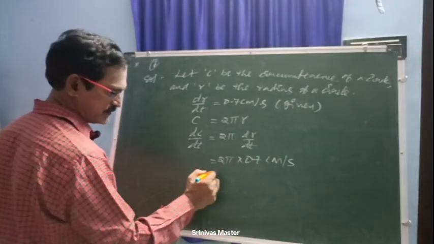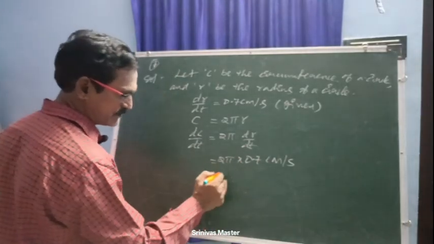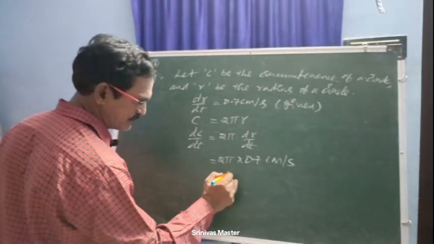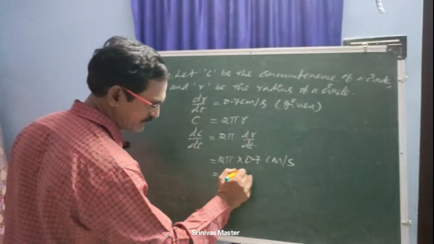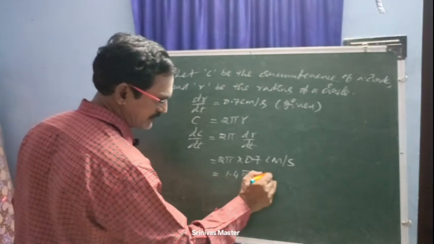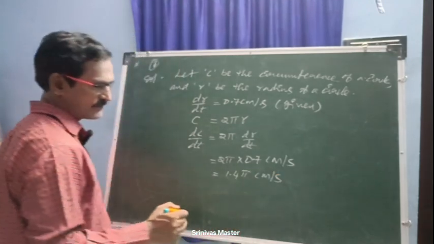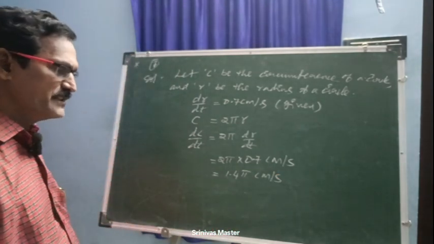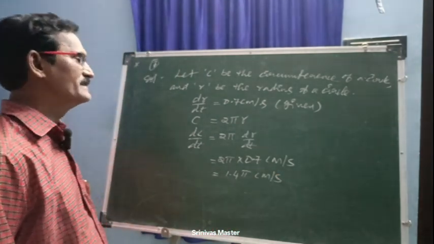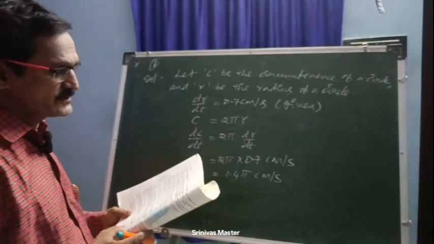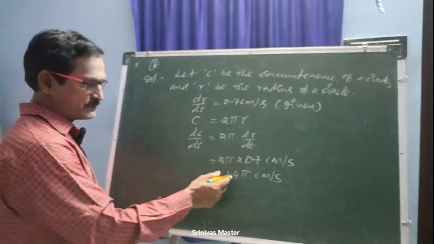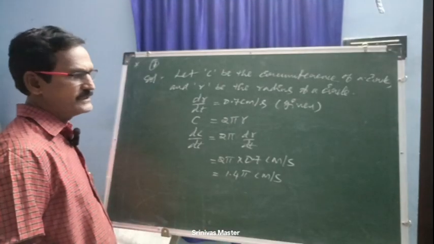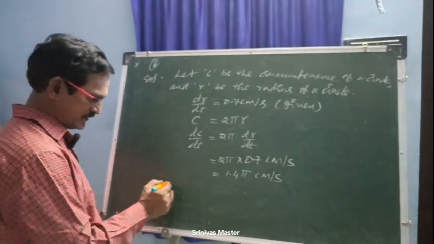Now we can multiply: 2 sevens are 14, one decimal, so how much will it be? 1.4 pi centimeter per second. Hence, according to the given question, the circumference is increasing at the rate of 1.4 pi centimeter per second. That we can write.